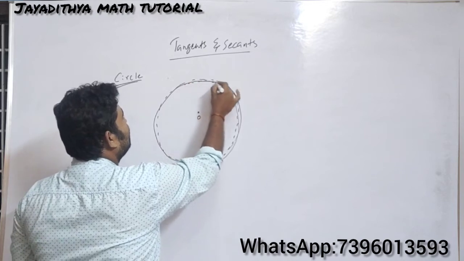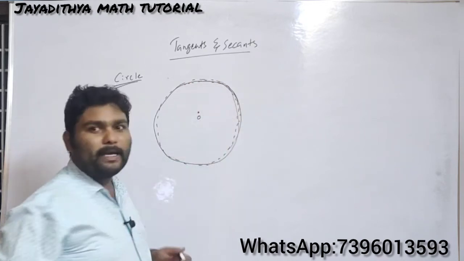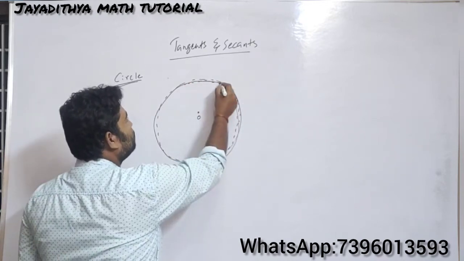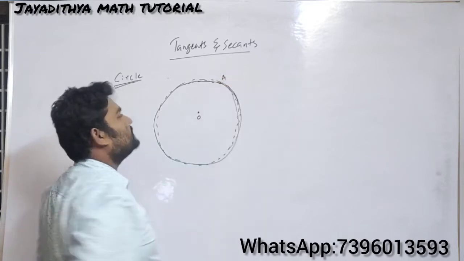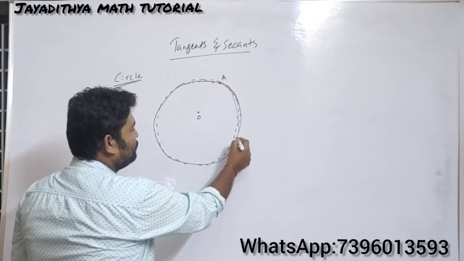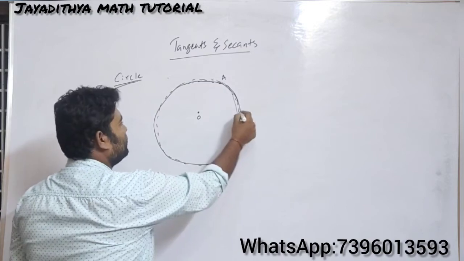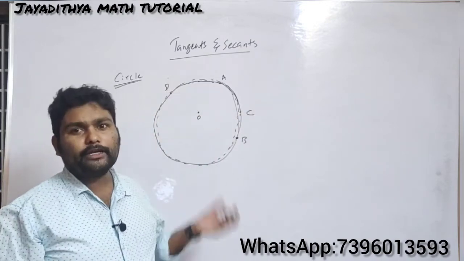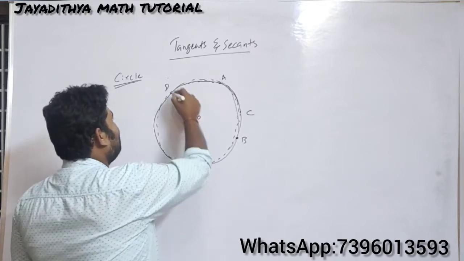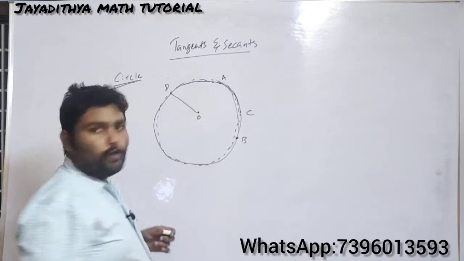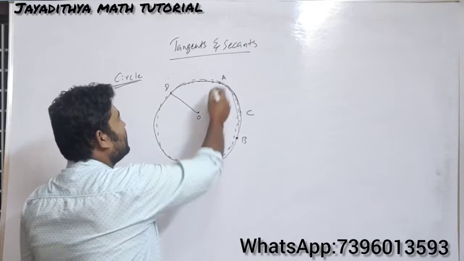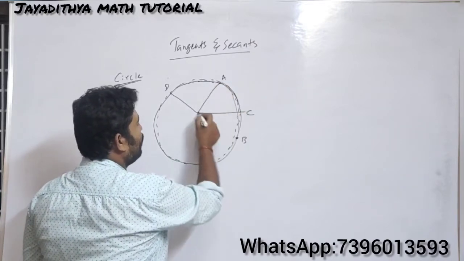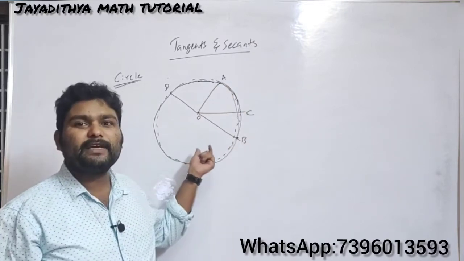This is the curved line. On this you will have many points. Let us take a point here, A, some other point here, B, another point C, and another point D. You take any point on this curved line and measure the distance to O, that is the fixed point. You can observe that each and every point is equidistant from the fixed point.